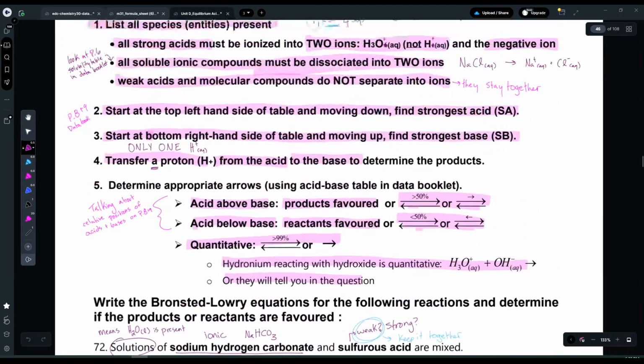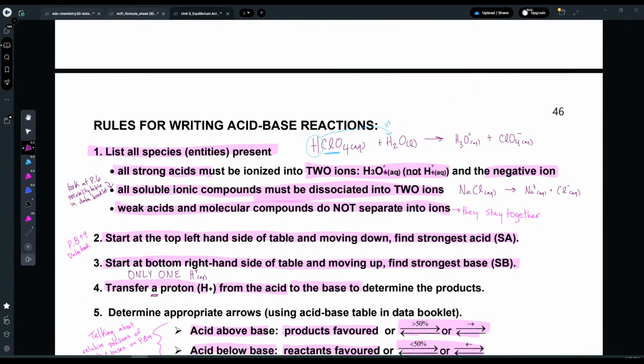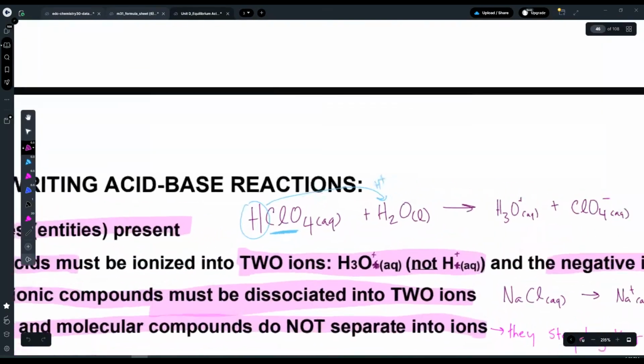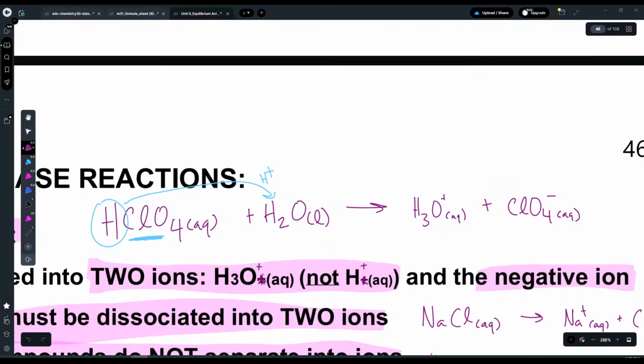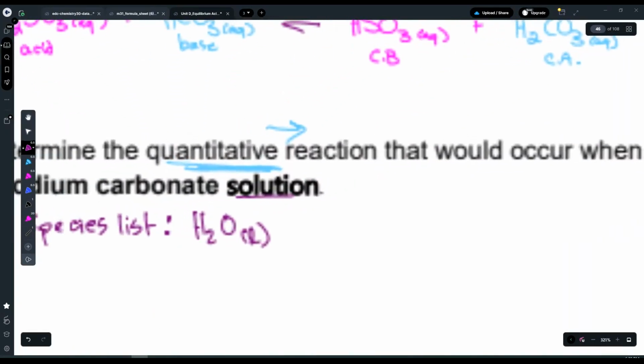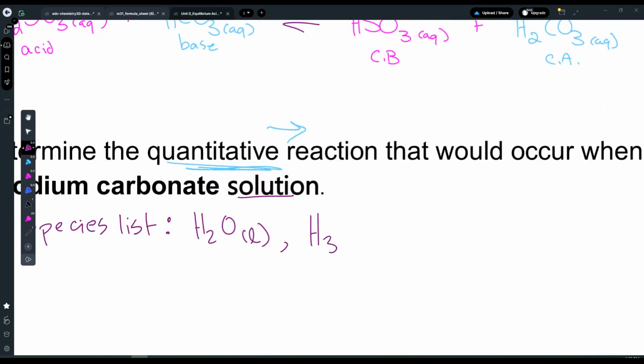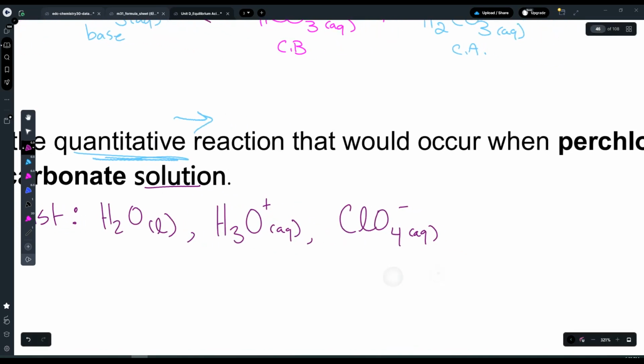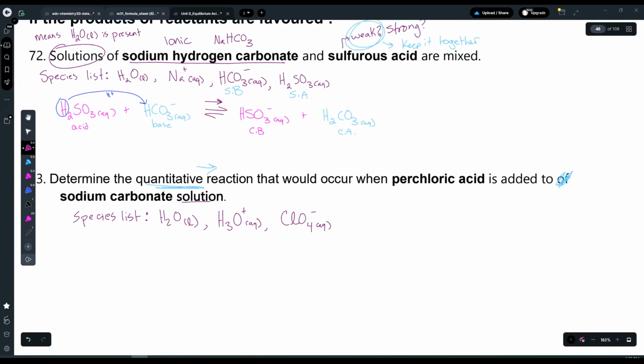Now remember with strong acids, you need to ionize them. So funny enough, we already did perchloric acid. So I'm going to list hydronium ions and these chlorate ions in my species list. Okay, so perchloric acid is done.